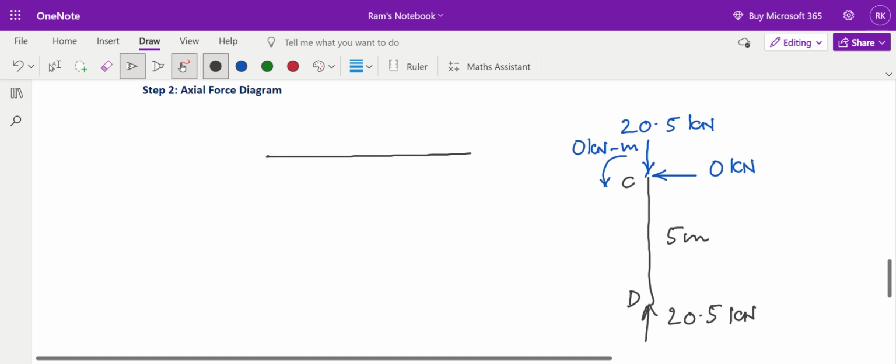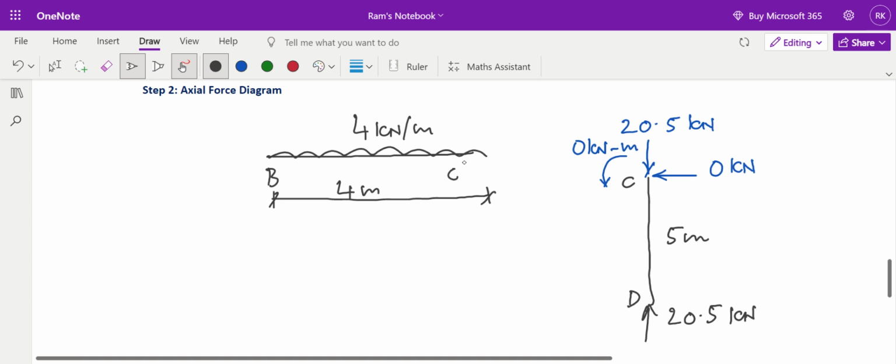I will draw member BC. Now this is B and this is C, and it is acted upon by the load of 4 kilonewton per meter, and the distance BC is 4 meters. This is what is given.